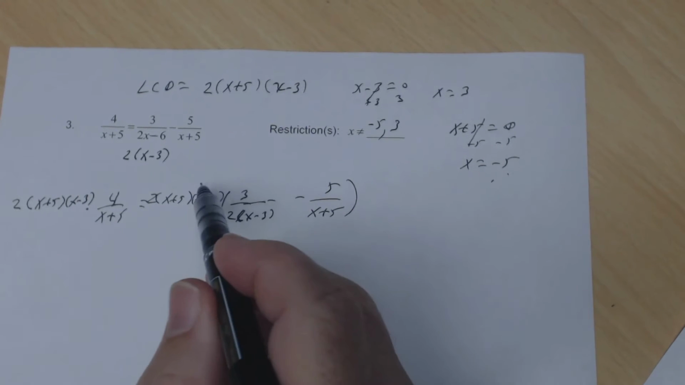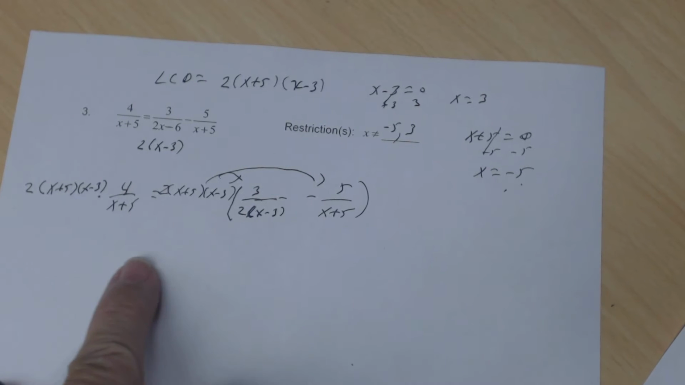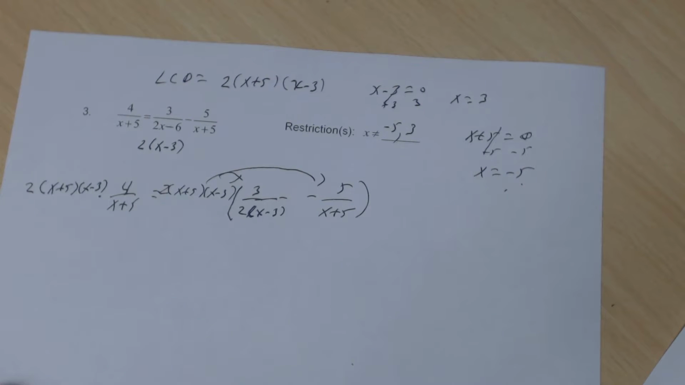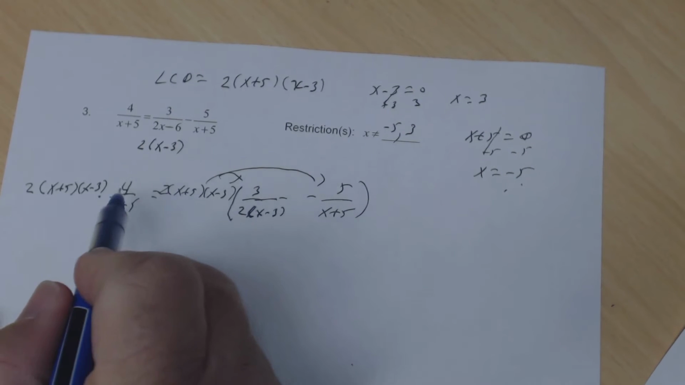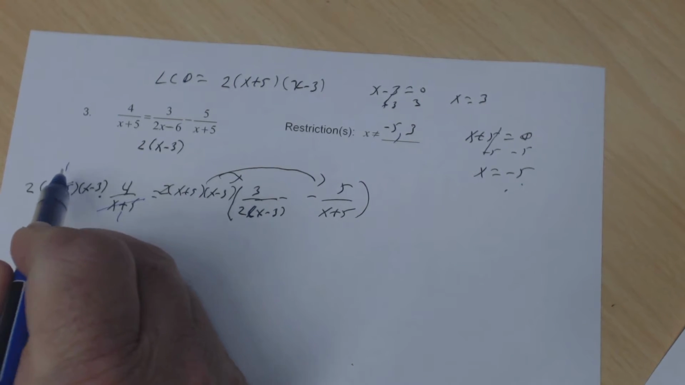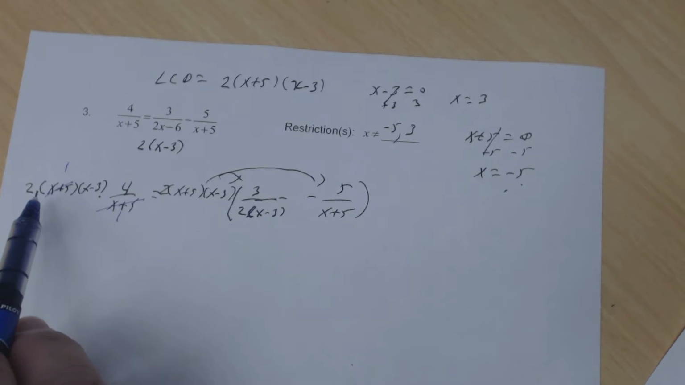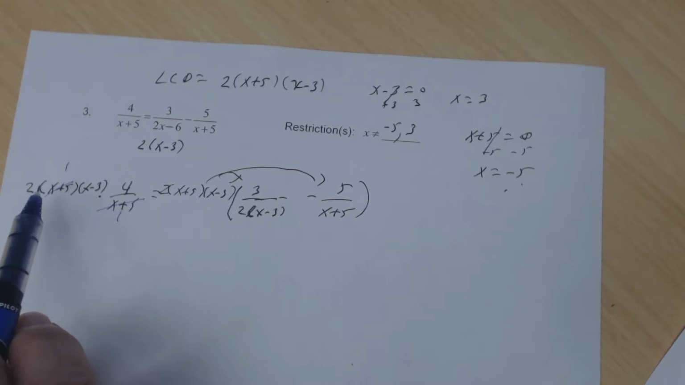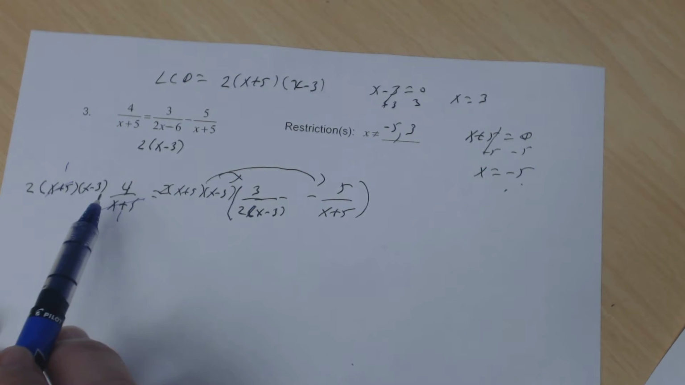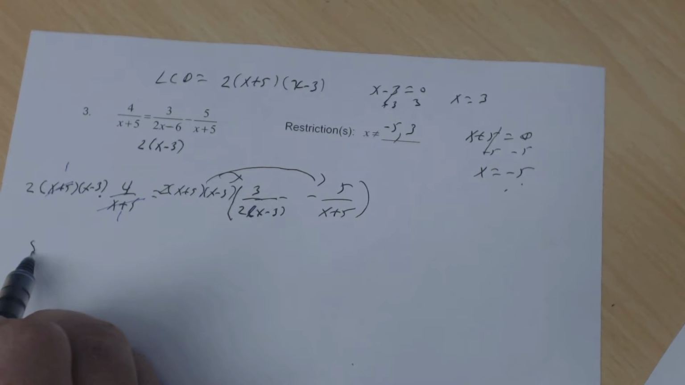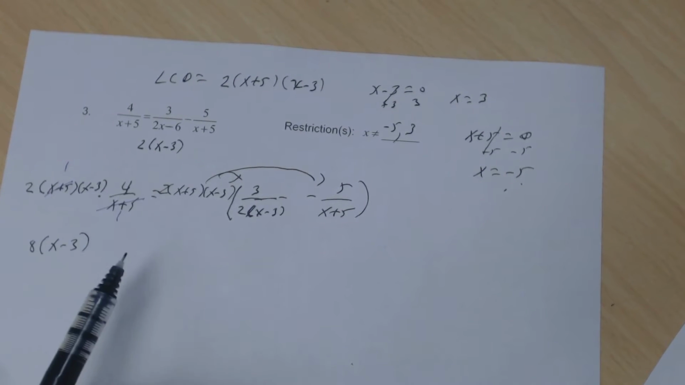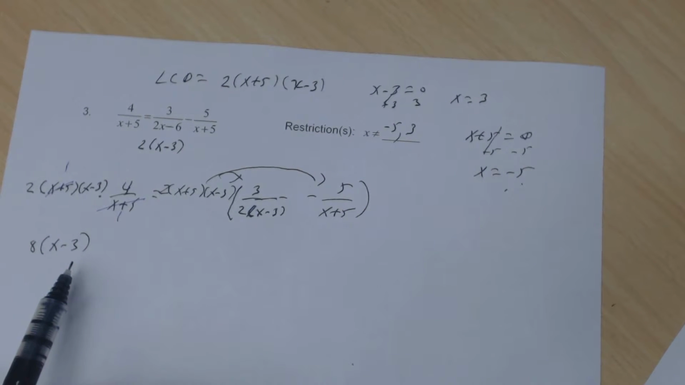Okay, now we're going to distribute. For room purposes, since I'm not going to have enough room, I'm going to go ahead and reduce this part first. When I reduce this part, the x plus 5 and the x plus 5 here divide out. And notice what you get: 2 times 4 times 1 times x minus 3. So 2 times 1 is 2, 2 times this 4 is 8. So I'm going to end up with 8 times x minus 3. It's very important that you see that this is this.